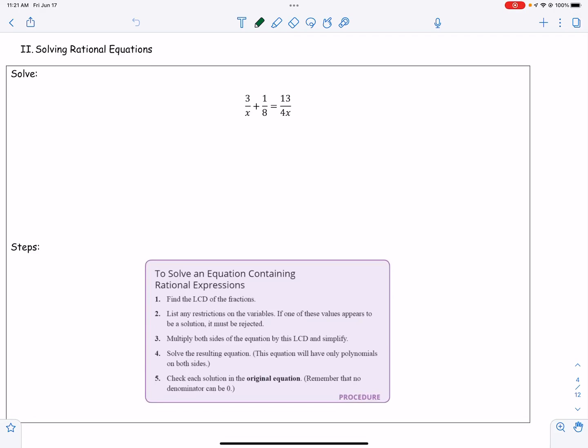All right, we're solving rational equations. This is 14.6. Our goal in solving rational equations differs from our goal in simplifying rational expressions. Our goal is to eliminate the denominator. We can't solve an equation when the denominator has a variable in it, so we need to eliminate that denominator so that we can figure out what x is.